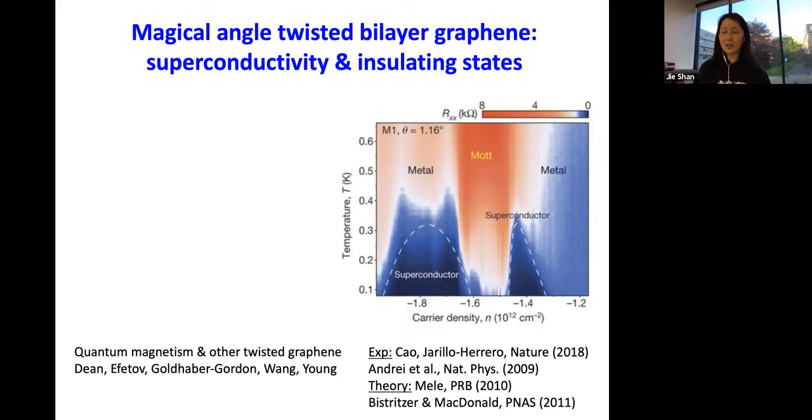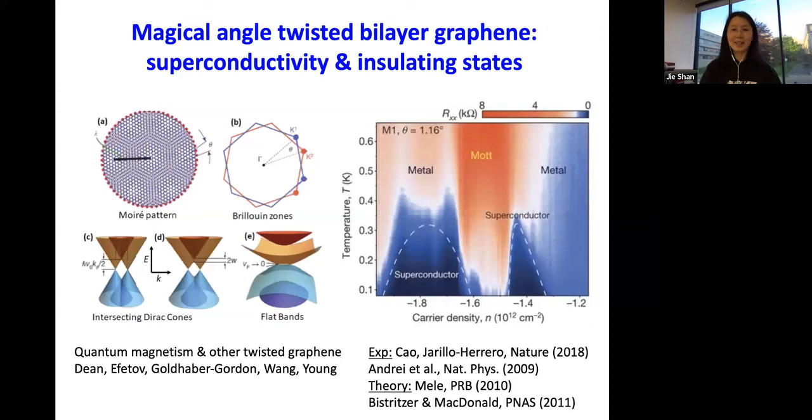And the field got more exciting, like a year or two ago, when David Goldhaber-Gordon's group discovered ferromagnetism in the graphene system. And later on, people have seen quantum anomalous Hall effect. And the recent collaboration between Stanford and Berkeley on ABC trilayer graphene has pushed this into even more exciting frontiers.